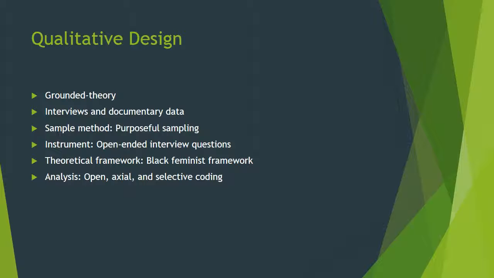In this study, the researchers used a grounded theory approach, meaning that they combined interviews with documentary data in order to explore an abstract framework and make meaning of it from different perspectives. The sample method was purposeful sampling. Because their profile was so specific, they had to recruit and outreach to certain individuals purposefully. The instrument used were open-ended interview questions, and the theoretical framework that they were using to guide their grounded theory approach is a Black feminist framework. For analysis, they used different levels of coding to include open, axial, and selective coding.